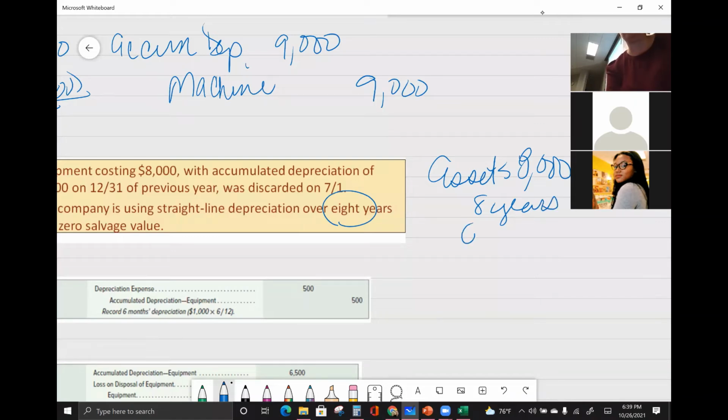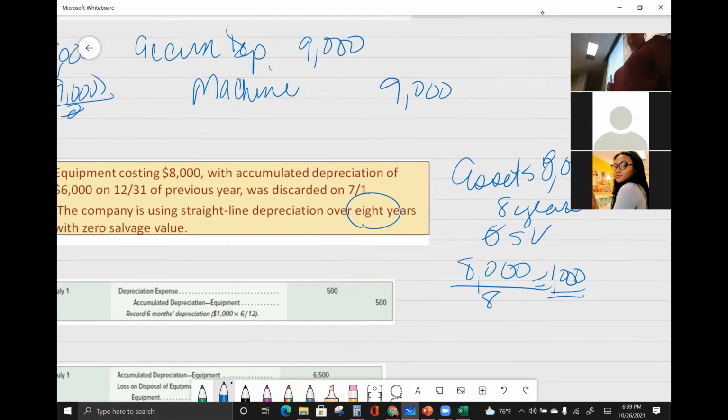And there's zero salvage value. Those are the 3 things I need. And they're doing straight line method. So it's 8,000 minus 0, because there's no salvage value, divided by 8, which means I'm depreciating $1,000 per year.